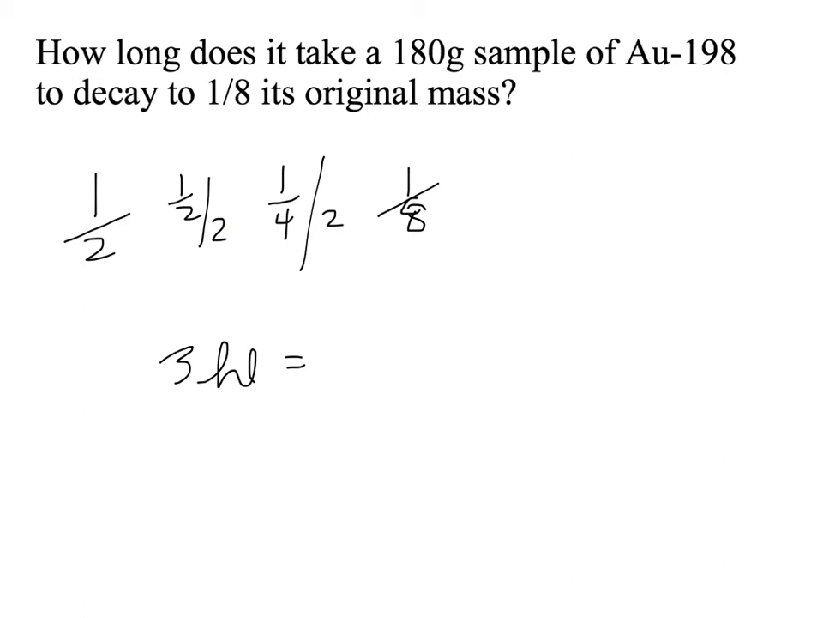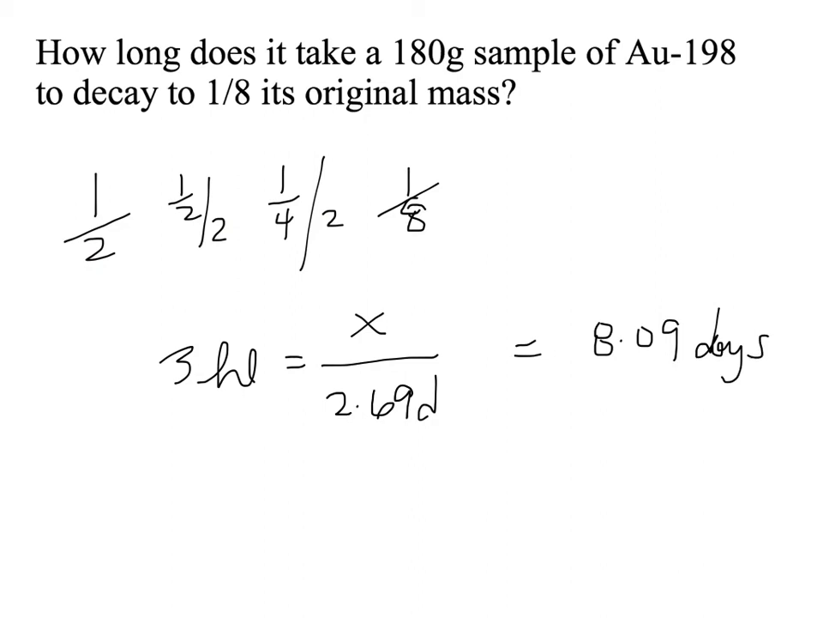Well, in looking at this, according to the table, the known half-life of gold-198 is 2.69 days. And I want to know the elapsed time, how long it takes. Once again, to solve for x, I'm going to multiply 3 times 2.69, and your calculator is going to spit out 8.09 days. If I want to do this according to sig figs, notice there's only 2 sig figs in this number, so I would round this to 8.1 days.